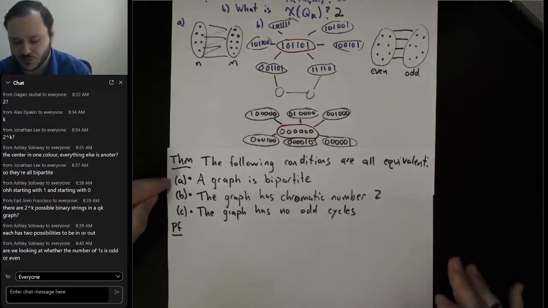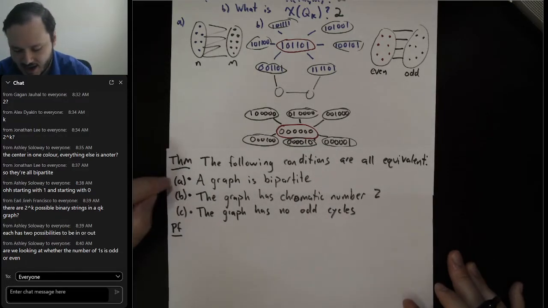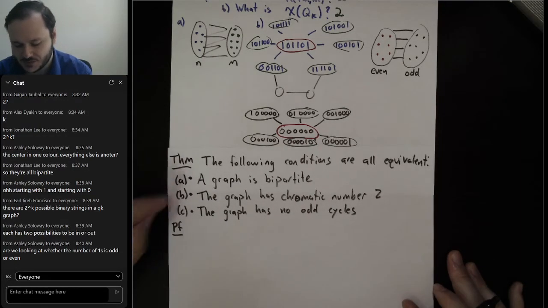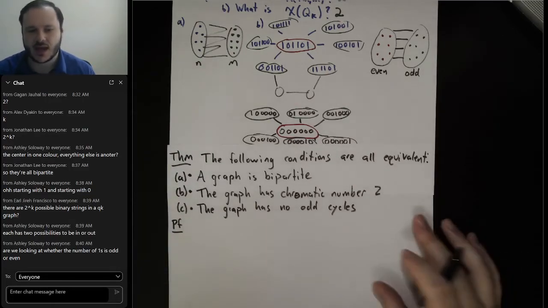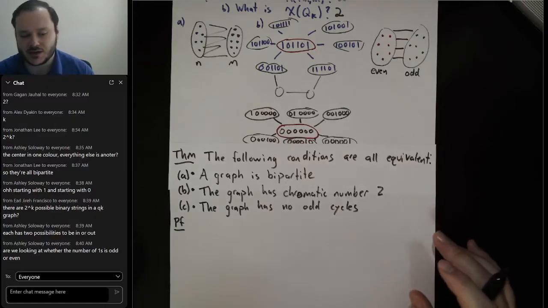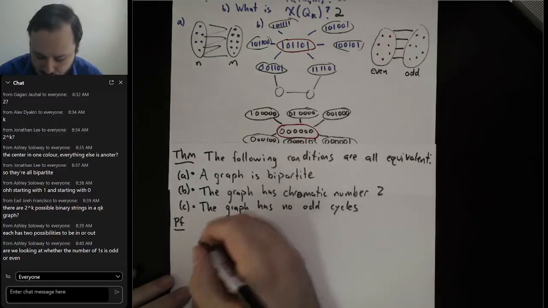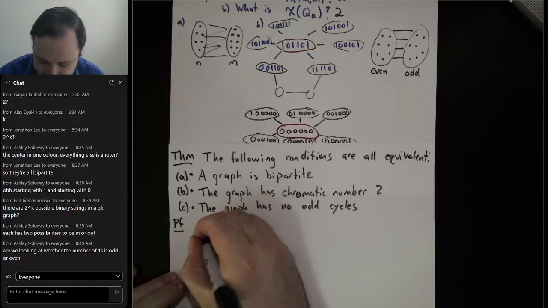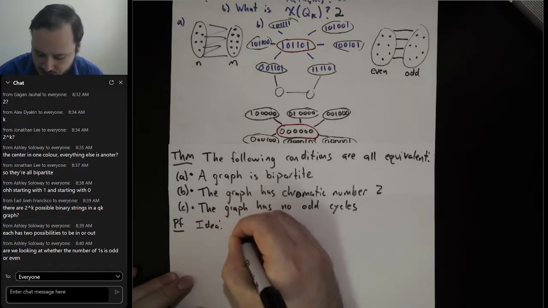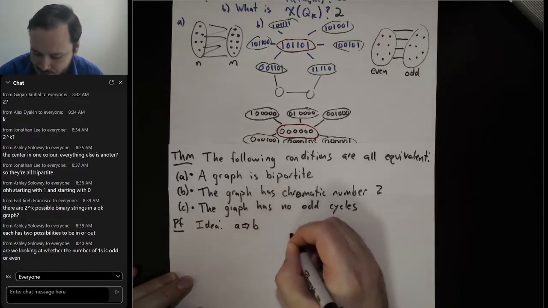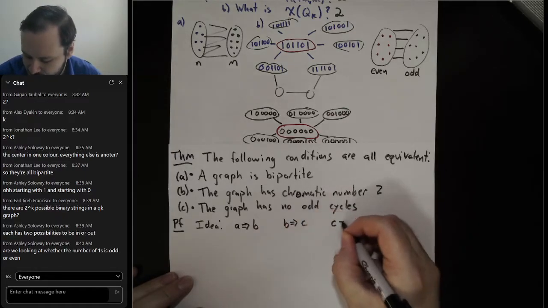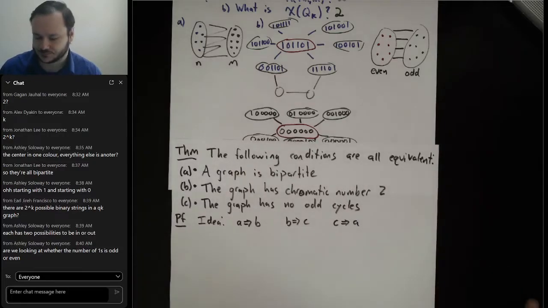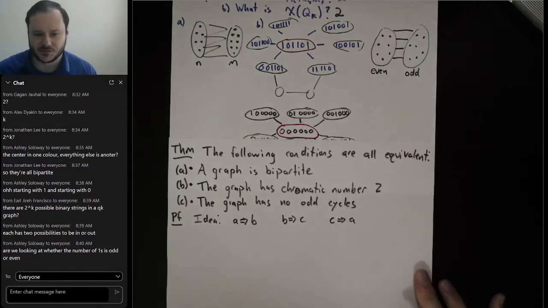I don't want to have to prove A implies B, B implies C, C implies A, A implies C, and so on. That would be like doing 6 proofs. I can get away with only doing 3 proofs. Here's the idea: I'm going to prove that A implies B, that B implies C, and that C implies A. And then I get the opposite directions for free.